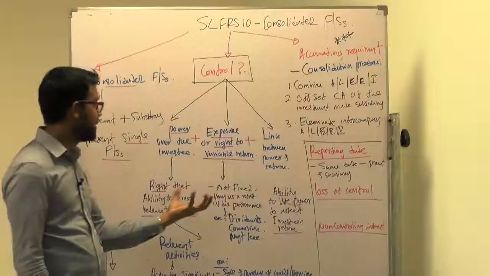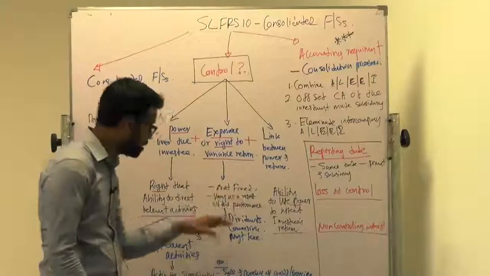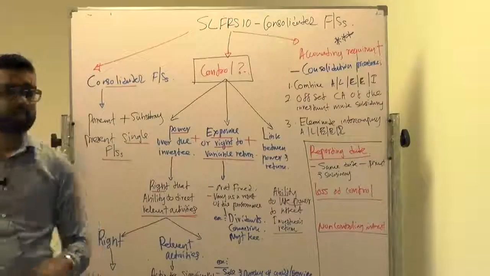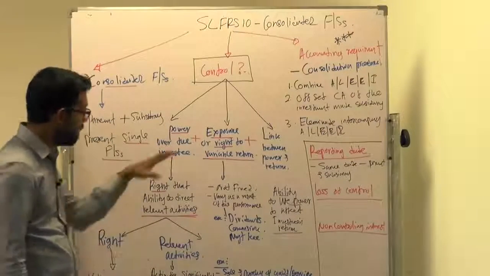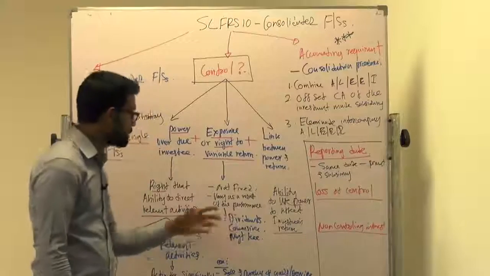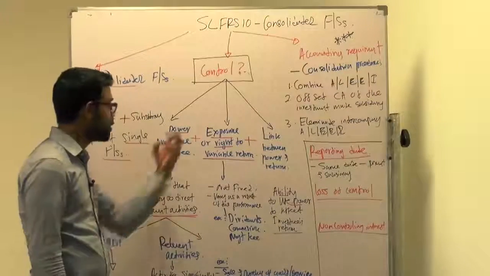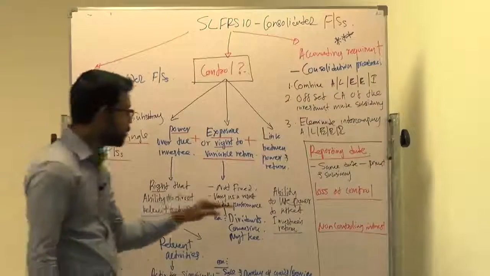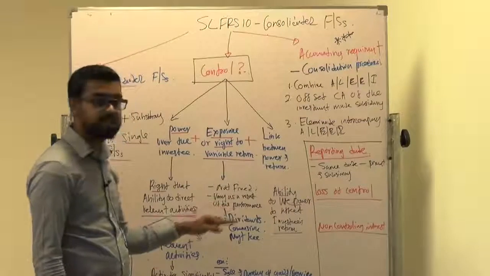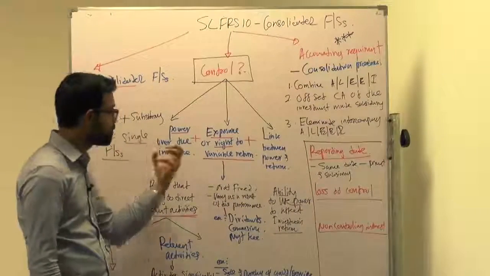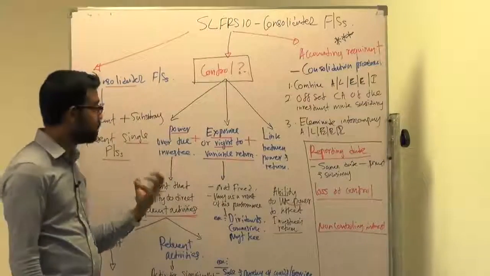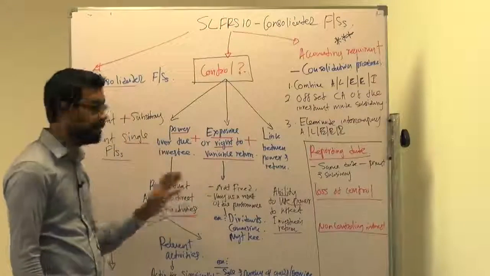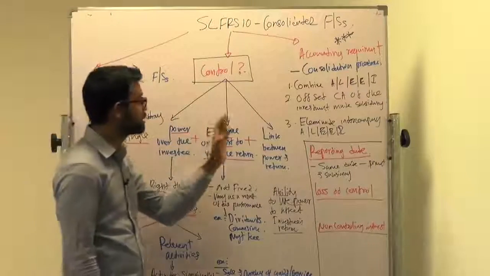Exposure or rights to variable return. Variable return means not fixed, vary as per the investee's performance, right? What are examples of variable returns? Dividends, commission, management fee, right? You should have power to change it. That is the link between power and the return: the ability to use power to affect the investee's return. If you have power, but you can't put an impact on this variable return, you can't prepare consolidated financial statements. Why? These three conditions are not satisfied, right?